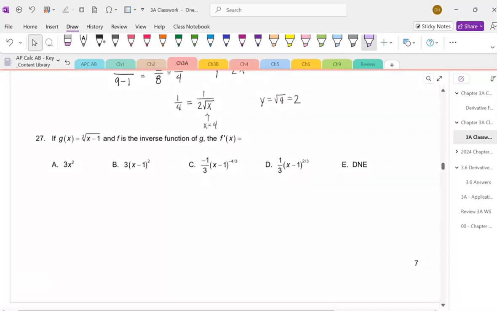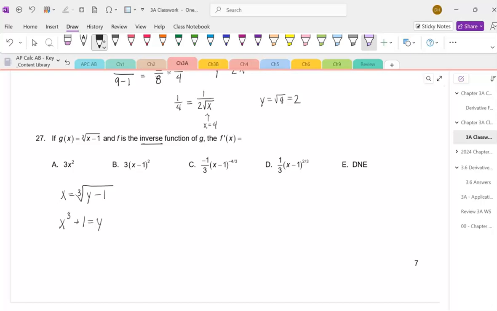Number 27, we've got if g of x equals the cube root of x minus 1 and f is the inverse of g, you just need to know what it means to be an inverse. To be an inverse, you swap the x and the y, and then you solve for the new y. So you've got x cubed plus 1 is y. So really, f is x cubed plus 1, and then you just have to take the derivative of that. So f prime of x would be 3x squared, letter A.